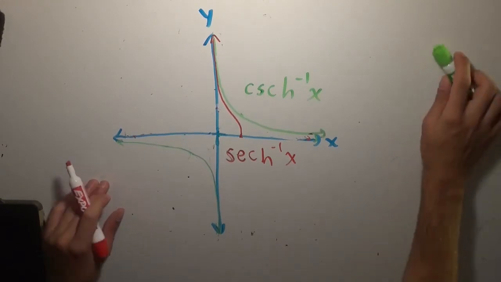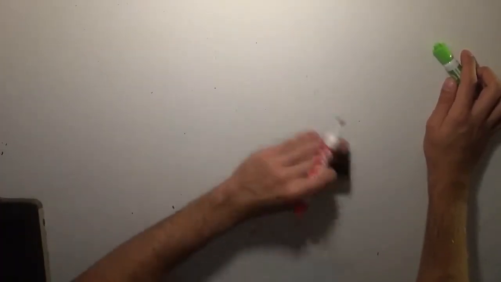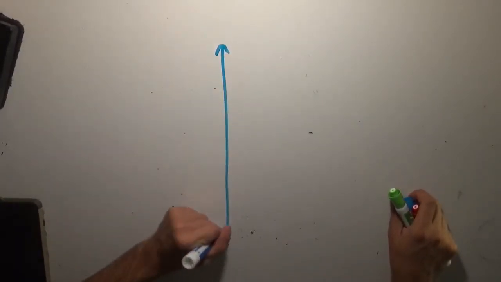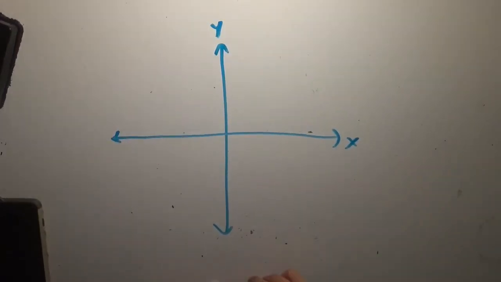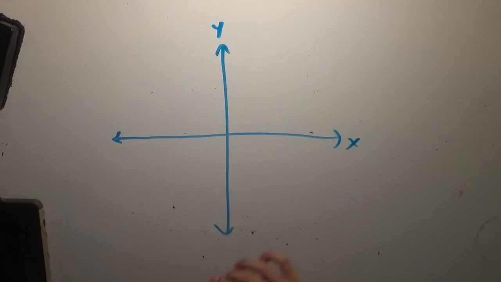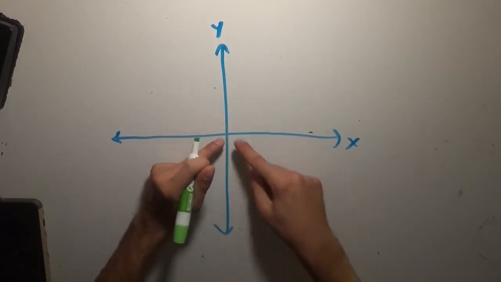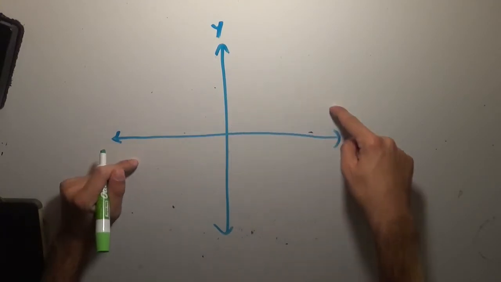Now to move on to the last two, the inverse hyperbolic tangent and the inverse hyperbolic cotangent. I don't know why I just erased the axes, but here we go again. So this is the x-axis and this is the y-axis. Again, the hyperbolic tangent is the hyperbolic sine divided by the hyperbolic cosine. So it is 0 at 0, and it approaches 1 and negative 1 asymptotically, right?